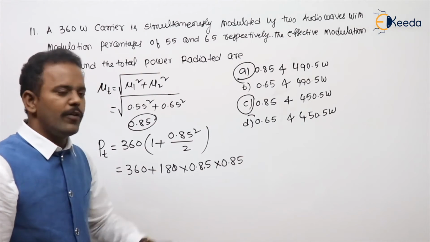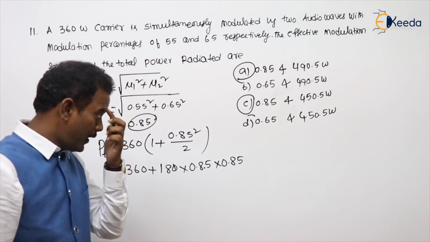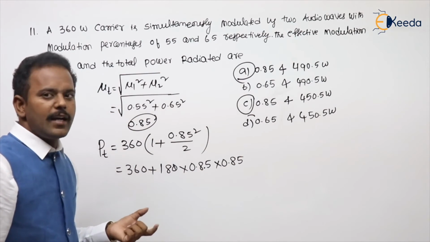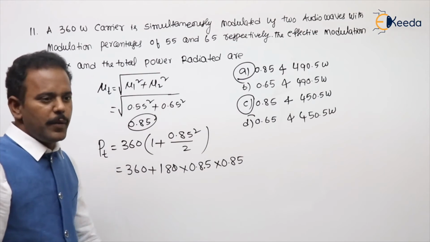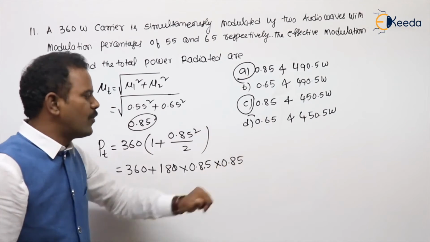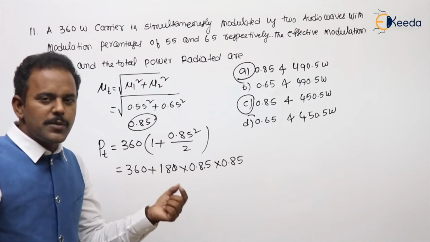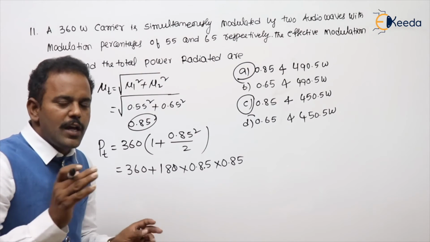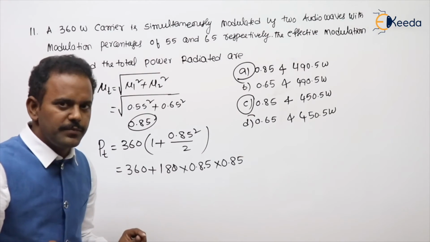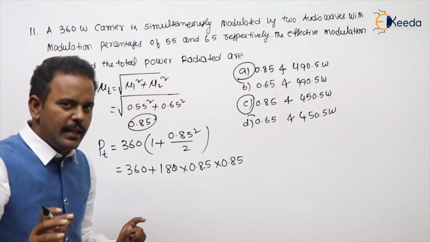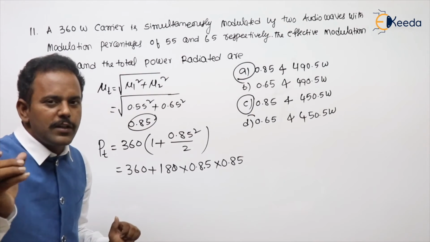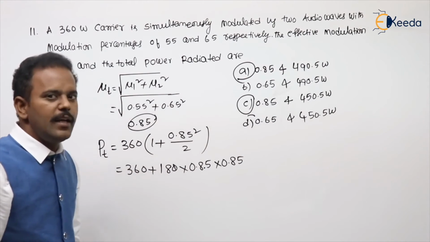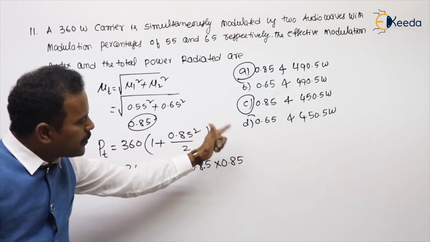So 153 into 0.85. Are you able to see my point or not? 0.85 means less than 1 or greater than 1? Less than 1. It means approximately 90% of 153. In 153, I am breaking it into 2 parts. What is the 90% of 100? 90. What is the 90% of 53? 40. 90 plus 40, 130. 360 plus 130, 490. You can see the options.